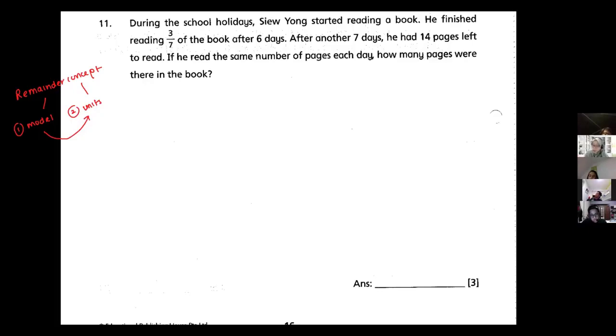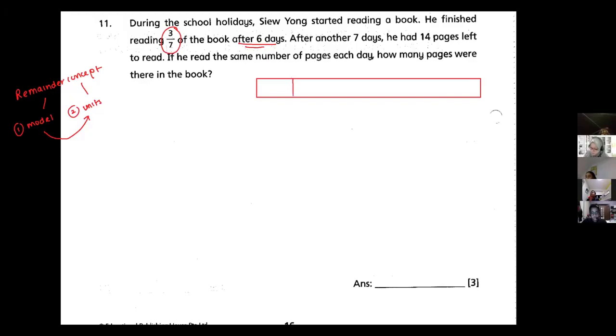All right, during the school holidays, Yu Yong started reading a book. He finished 3/7 of the book after 6 days. So you know that I have the whole book of 7 parts, and this girl took 6 days to finish 3 of the 7 parts. So if you cannot visualize, then draw out your model. We're gonna draw the model and cut it up into 7 parts.